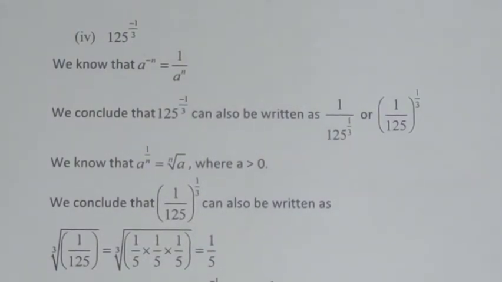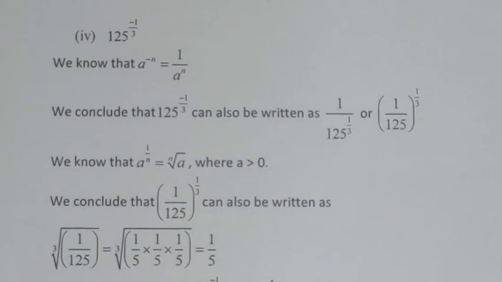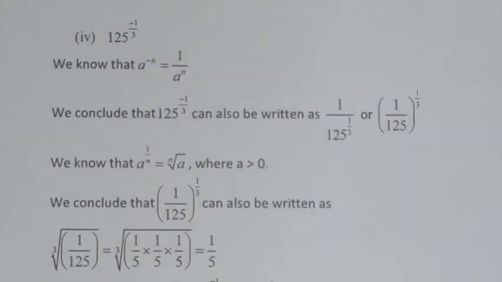125 raised to minus 1 by 3 means we can write that as 1 by 125 raised to 1 by 3. So 1 by 125 means 5 cubed will come in the denominator. So cube root of 1 by 125 means cube root of 1 by 5 into 1 by 5 into 1 by 5, that is equal to 1 by 5 only.